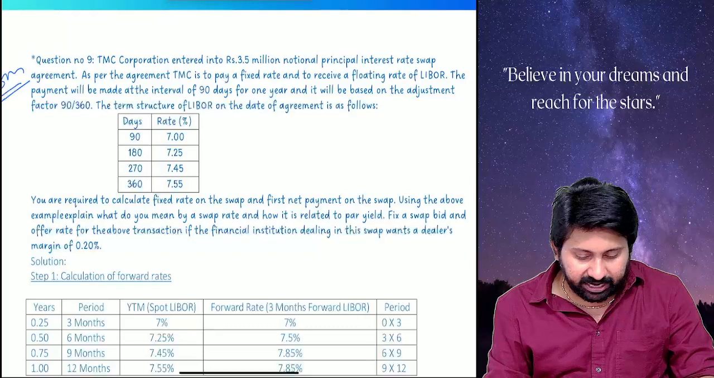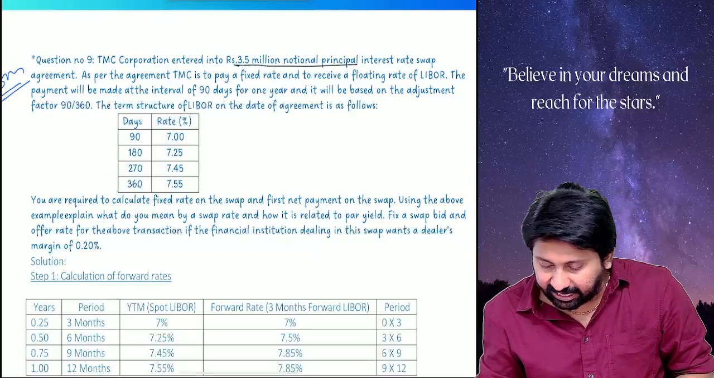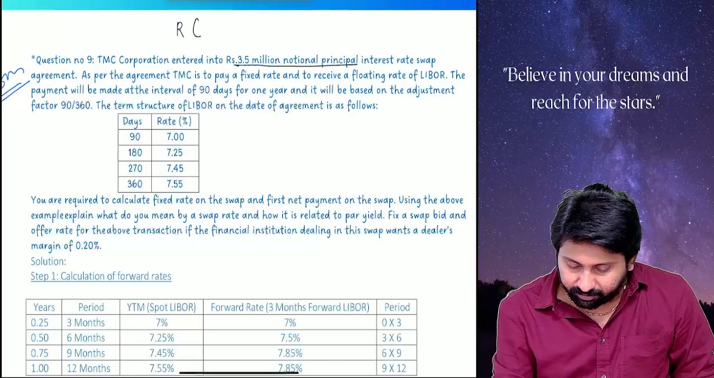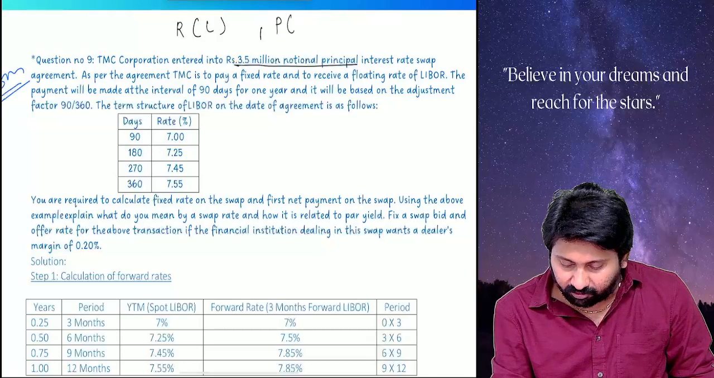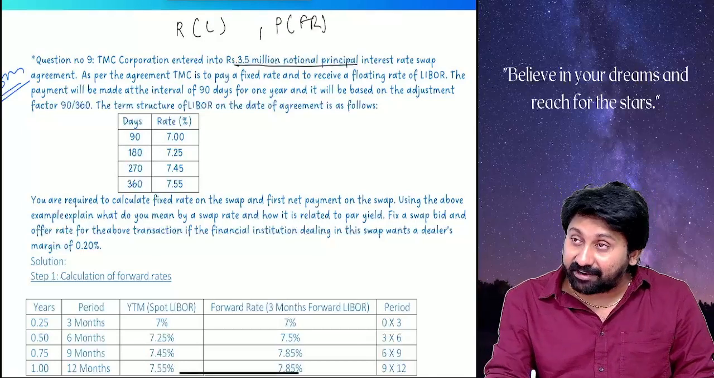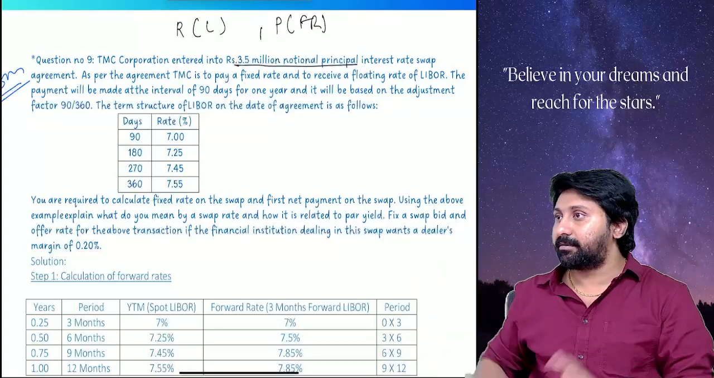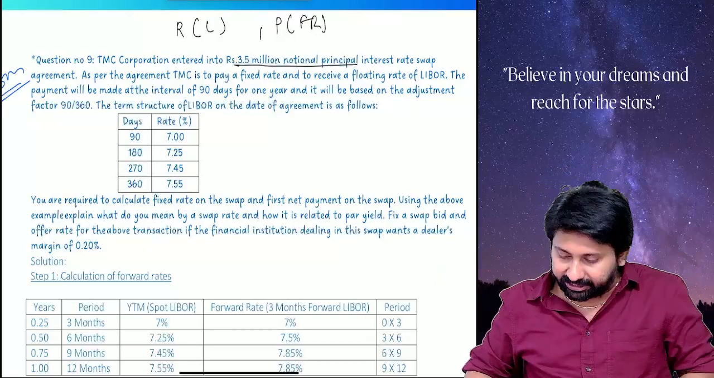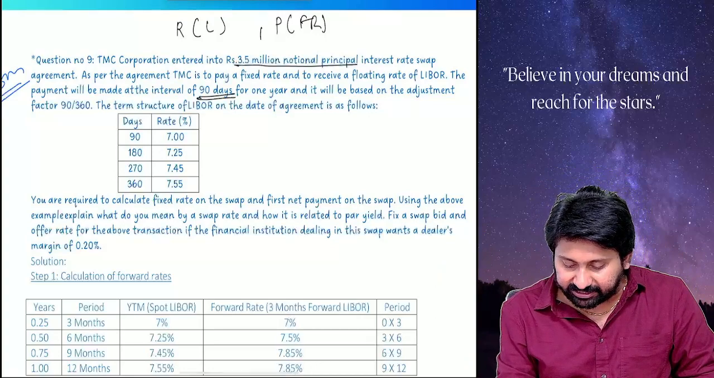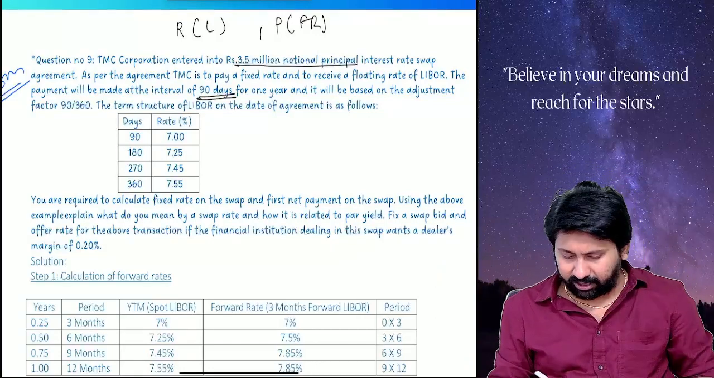TMC Corporation entered into how many million notional principal? 35 lakhs. It will be receiving what? LIBOR. Paying what? We wanted to know LIBOR will be received against how much payment of fixed rate is a question. Next, the payment will be made at the interval of how many days, sir? 90 days. Means every 3 months.